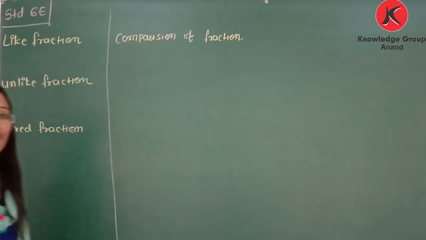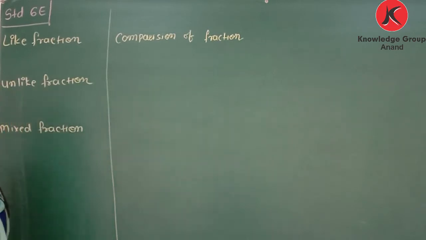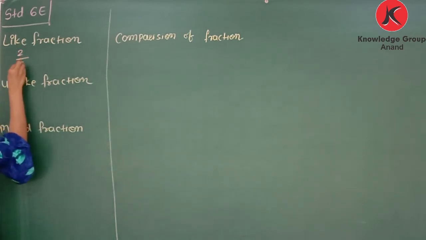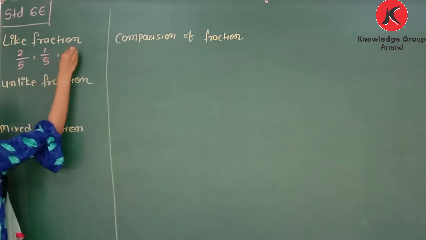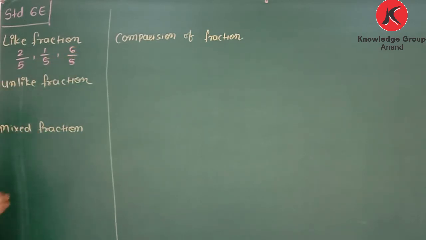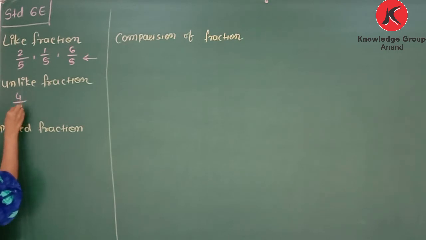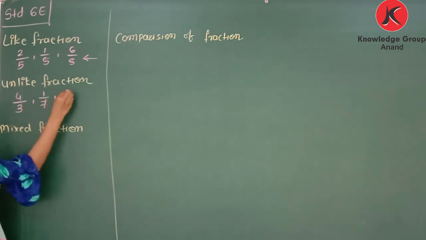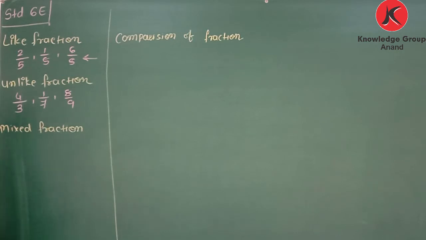After simplest form and equivalent fraction, we learn about the like fraction. Now what is a like fraction? If the denominators are same, then they are called like fractions. For example, 2 by 5, 1 by 5, 6 by 5. These are called like fractions. Why? Because you can see the denominators are same. Unlike fraction means the denominators are not same. This is unlike fraction.